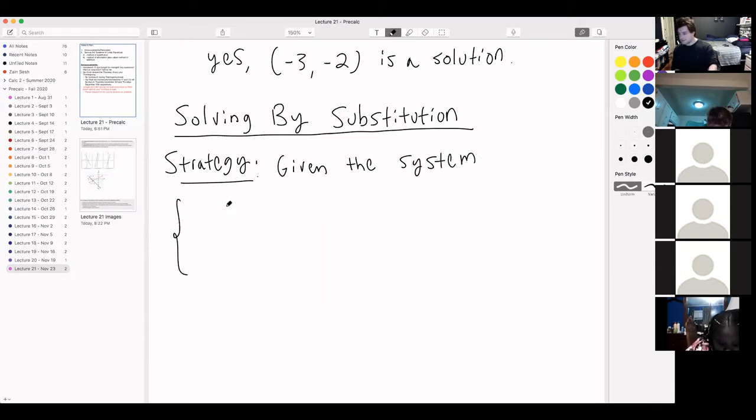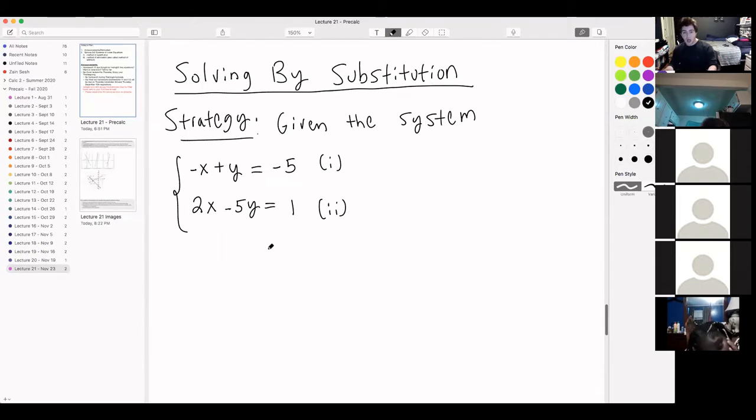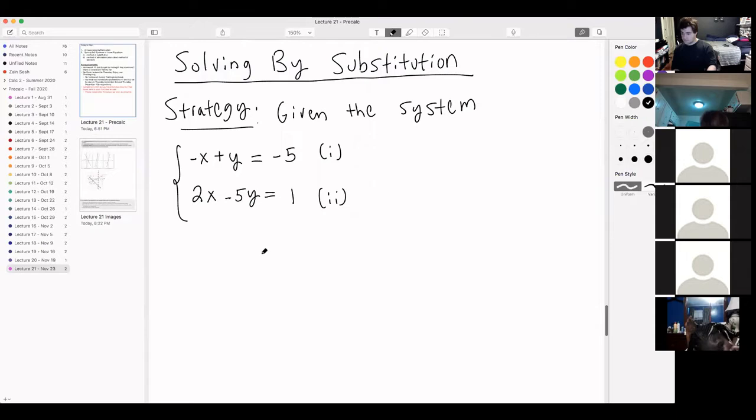So given the system, how about this guy? Negative x plus y equals negative 5. And 2x minus 5y equals 1. So again, I'm going to call this top equation Roman numeral 1 and the bottom one Roman numeral 2, just for convenience. Okay, so given this system, here's something we can do. We can solve equation 1 for the y variable.